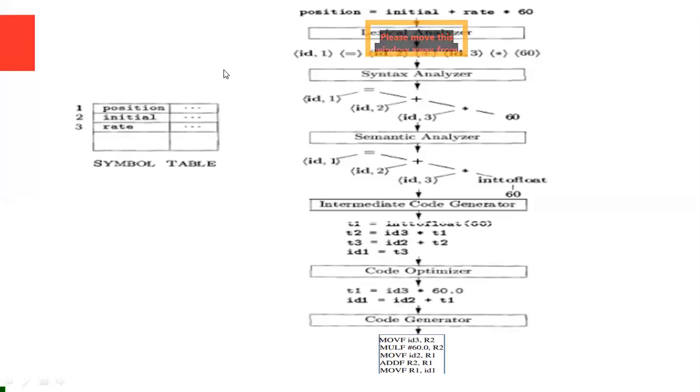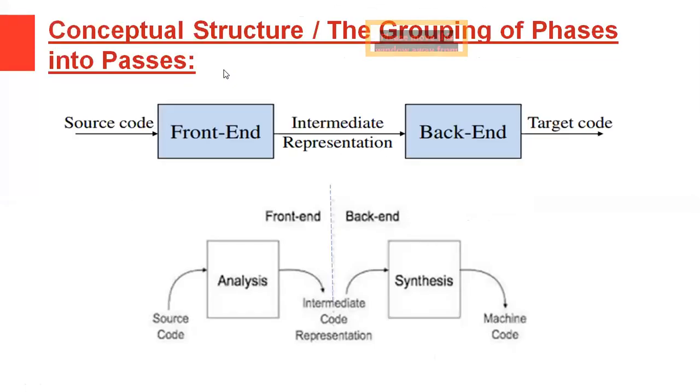So the next concept is the conceptual structure, or the grouping of phases into passes. What is the difference between a phase and a pass? For example, consider a phase. A phase takes the output from the above phase as input, converts that input based on some rules, and gives the output. That output is given to the next phase. That is the phase.